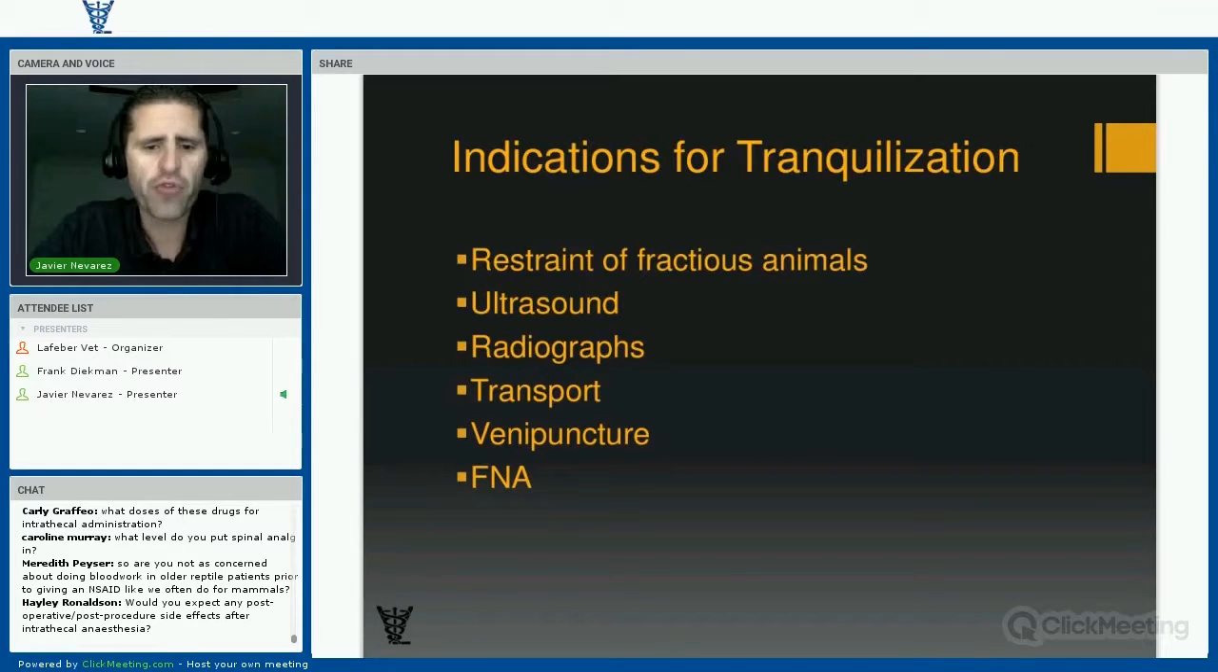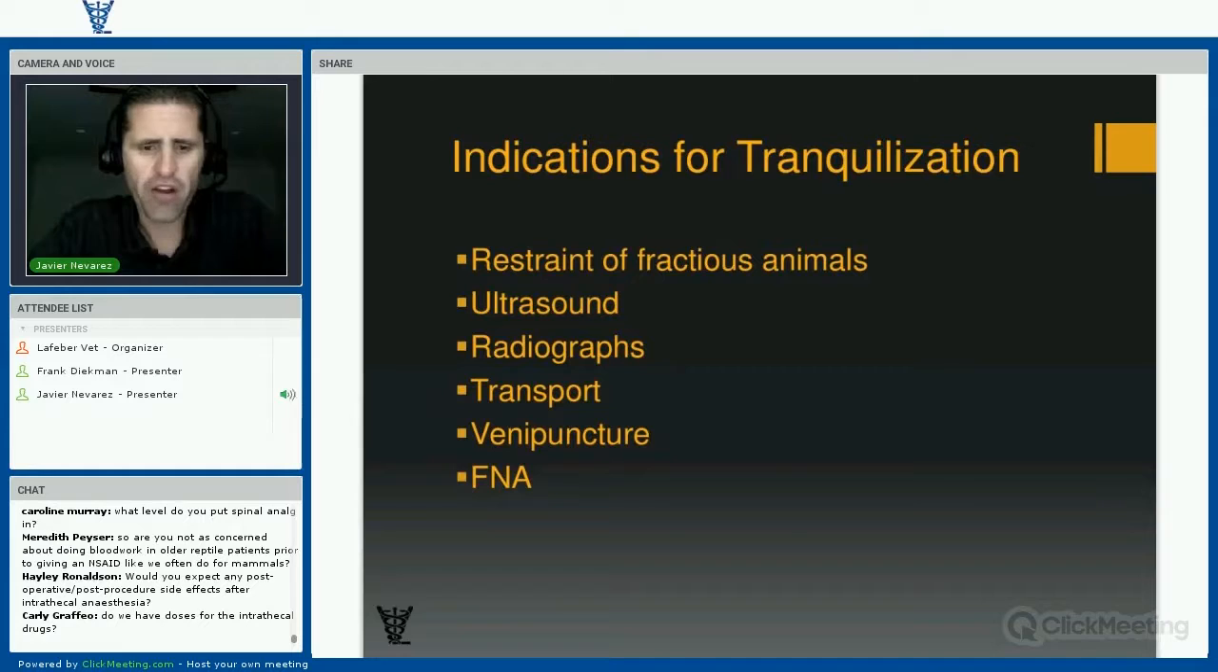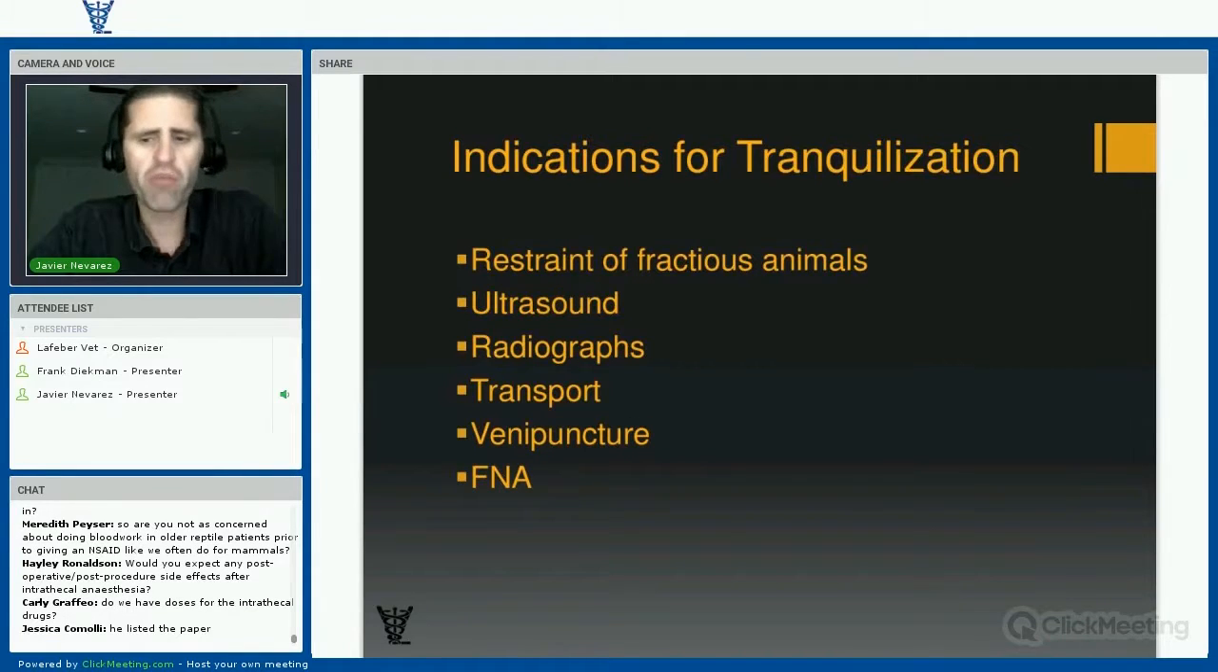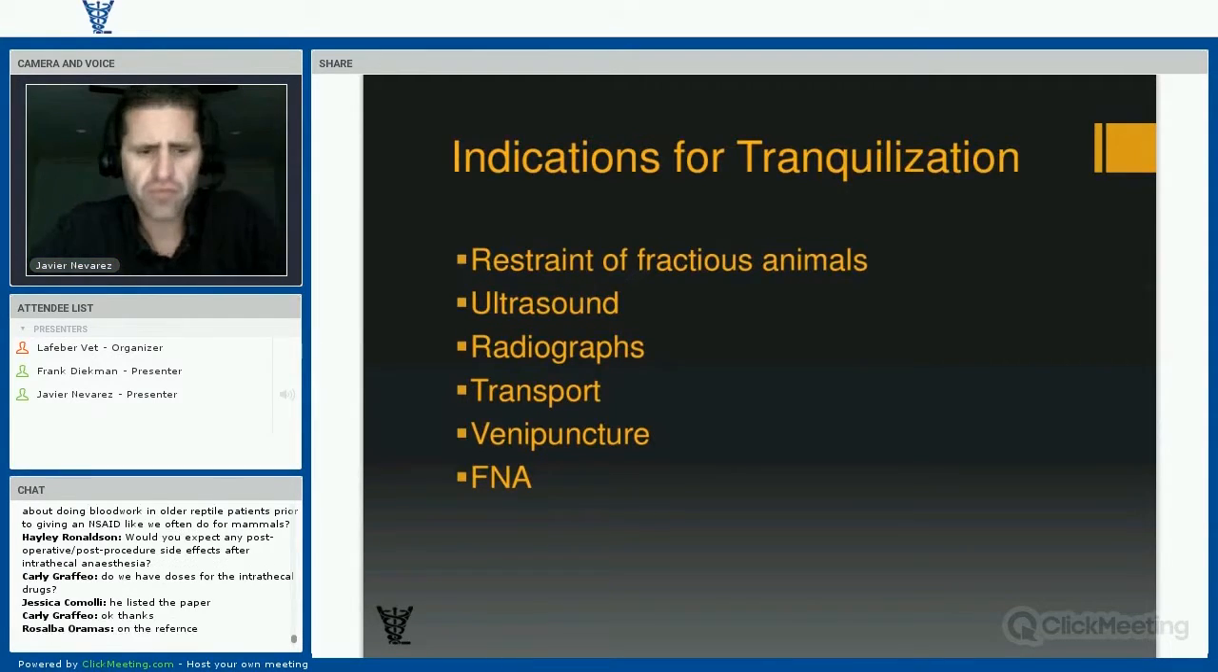Sometimes ultrasounds, radiographs, transporting animals can be very stressful for certain animals, especially if you're in a zoo situation. Even venipuncture, if you have a large snake and you're doing intracardiac venipuncture on a snake, sometimes tranquilization is going to be important to try to avoid some of the cardiac tamponade that can occur in those animals. If you're doing potentially an FNA, not necessarily of an organ, but maybe just an external mass or a subcutaneous mass, and you have a fractious animal, that'd be another big consideration.